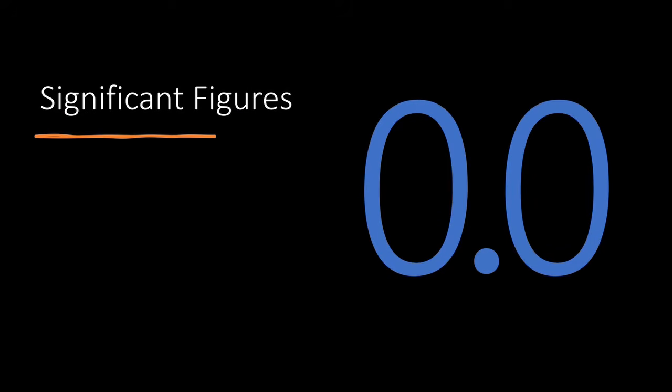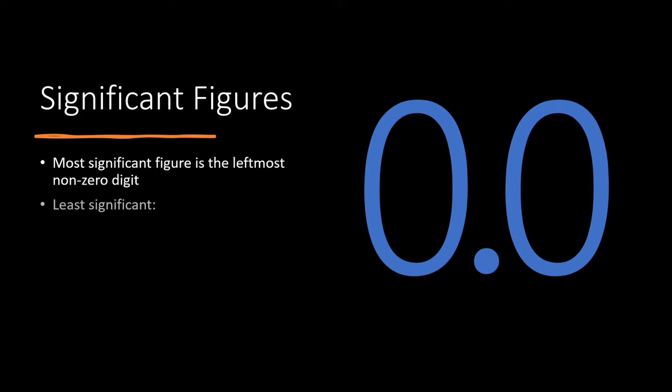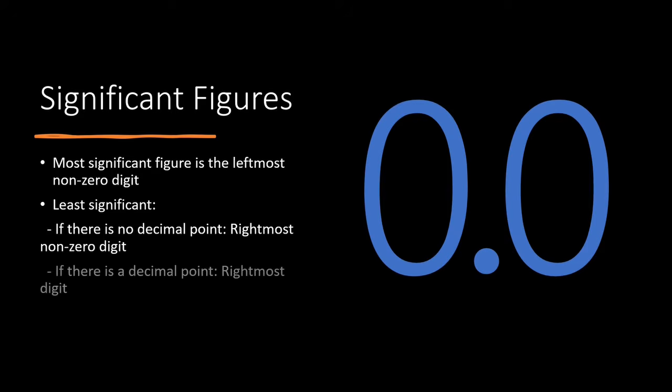Now you probably noticed that I said that this number has 3 significant figures. So how did I know? There are some rules that we need to take a look at. The most significant figure is defined as the leftmost non-zero digit in your number. The least significant figure, you have 2 cases. If there is no decimal point, it's the rightmost non-zero digit. If there is a decimal point, then it's the rightmost digit, whether it's 0 or not.